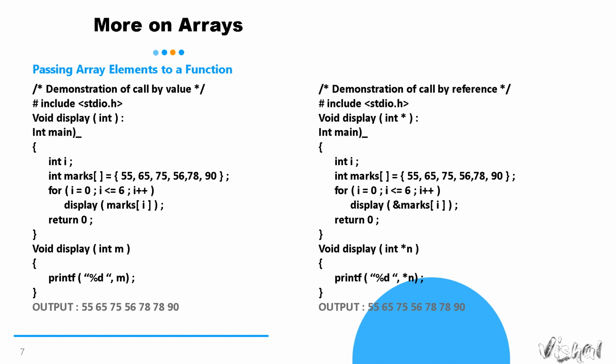You can see in the for loop we have passed the value of marks[i], and our display function received that value in int m, and we got an output like 55, 65, 75 and so on. In call by reference also, we can use our array like that. You can see the program by yourself. The output of this will be the same as the output of the previous program, which is on the left side.